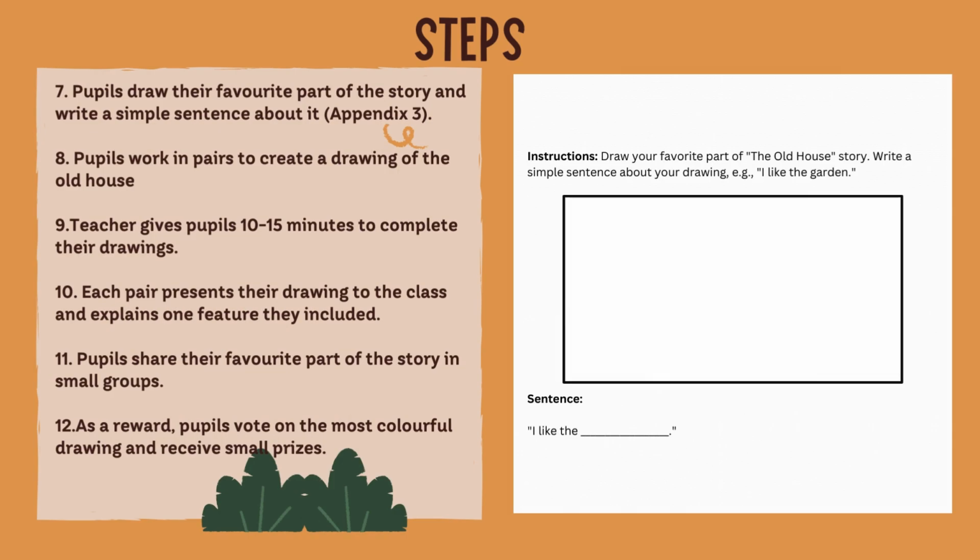Pupils will then draw their favorite part of the story and write a simple sentence about it. Pupils work in pairs to create a drawing of the old house, and each pair will present their drawing to the class and explain one feature they included. Pupils share their favorite part of the story in small groups, and the pupils will vote on the most colorful drawing and receive small prizes as a reward.